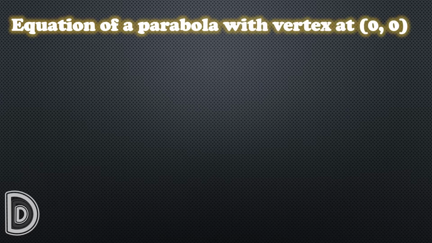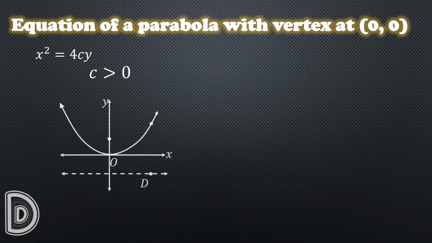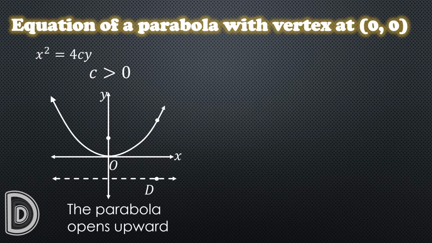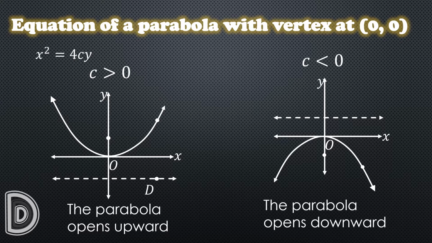In a video prior to this, we derived the equation of the parabola with vertex at the origin. We learned that if the equation of the parabola is x squared equals 4cy, the vertex is at the origin. And when c is greater than 0, the parabola opens upward. While if c is less than 0, or negative, the parabola opens downward.